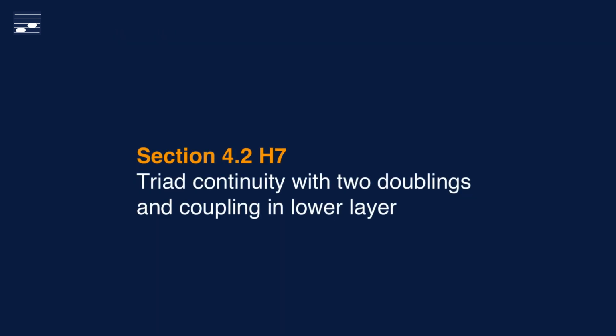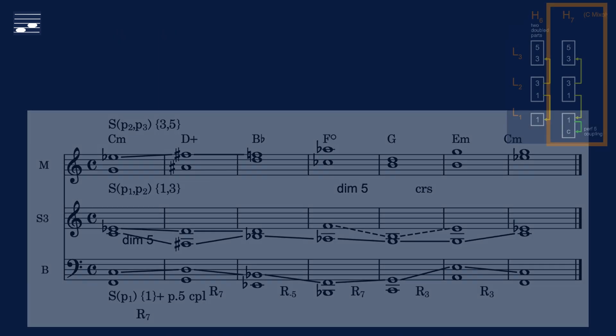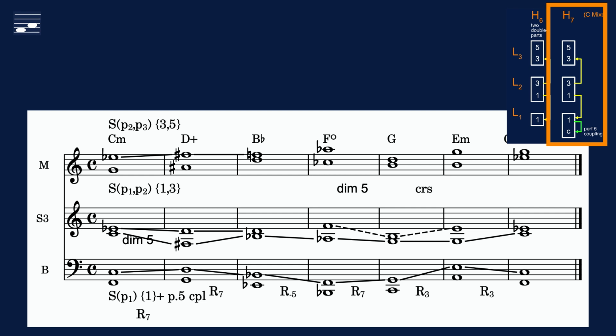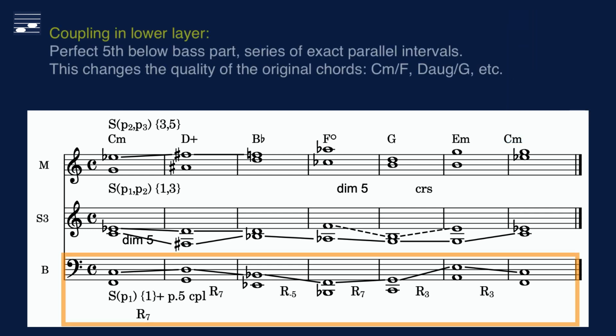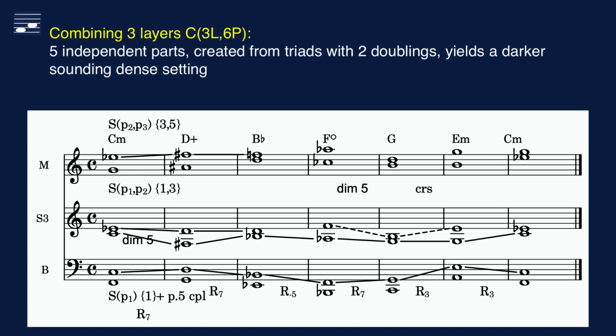In contrast, now I'll show the combination of doublings and the coupling. The coupling is added in the lower layer by writing exact parallel fifths below the existing bass part. This has consequences for the quality and the root of the original harmony. The result is a 3-layer 6-part setting, of which 5 are independent. The sound has become considerably darker.